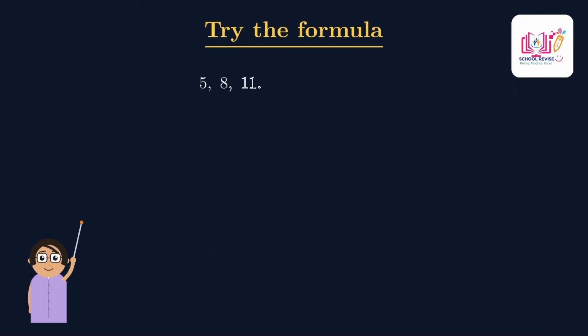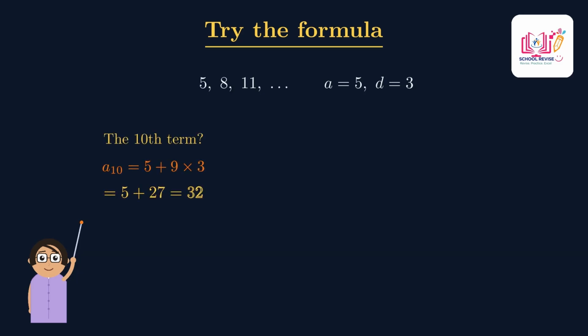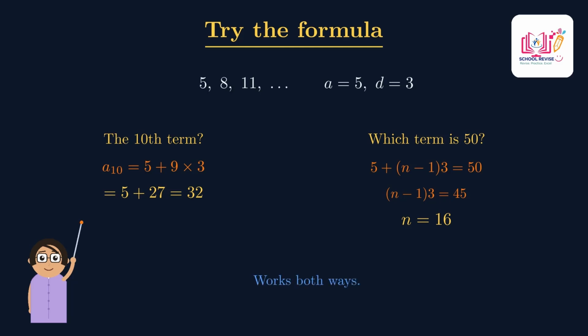Let us use it. In the progression 5, 8, 11, and so on, A is 5 and D is 3. What is the 10th term? Drop it into the formula. 5 plus 9 times 3, which is 5 plus 27. So, 32. And we can go the other way too. Which term equals 50? Set A plus (n minus 1) times D equal to 50. Solve. And you find it is the 16th term. The formula works both ways.